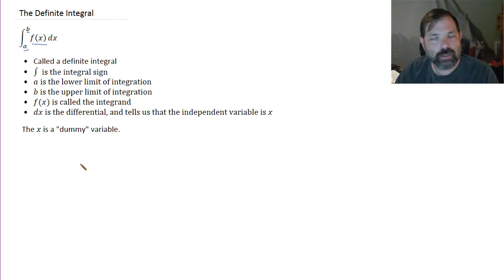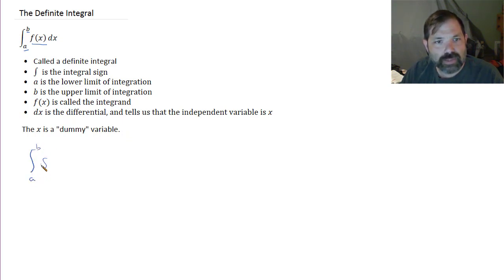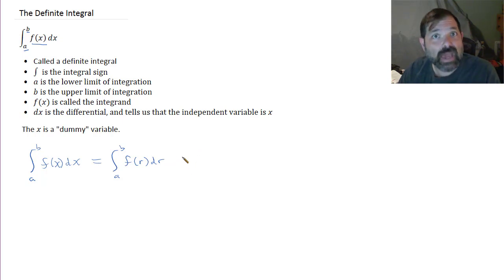And it tells us where the integral closes, where it ends. And it tells us that the independent variable in this case is x. But now there's nothing special about the x. The x is a dummy variable. So if I write the integral from a to b of f of x dx, that's the same as writing the integral from a to b of f of r dr. As long as it's the same function and the same limits, it doesn't matter what variable we use.